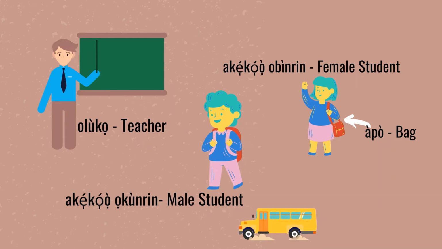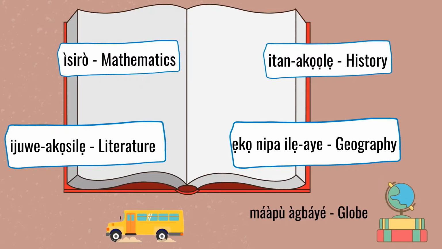So after we look at who is in the classroom, we look at what subjects, right? So we have isiro, mathematics, itan akole, history. Then we have ijuwe akosile, literature, and eko nipa ile aye, geography. Then we also have map agbaye, globe. This is a little fun thing, I also was learning what subjects are in Yoruba. So again, comment below if you have any questions or are confused as to how to say these and what they actually mean. Let's move on from there.